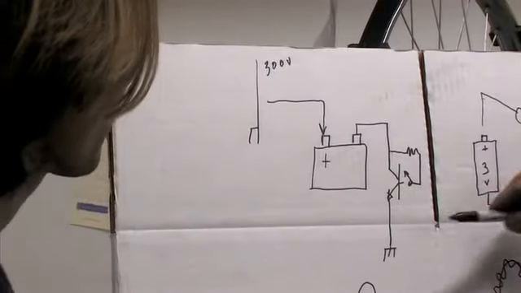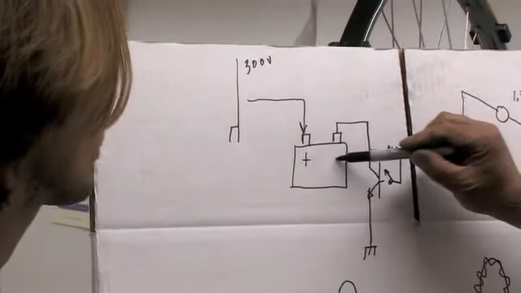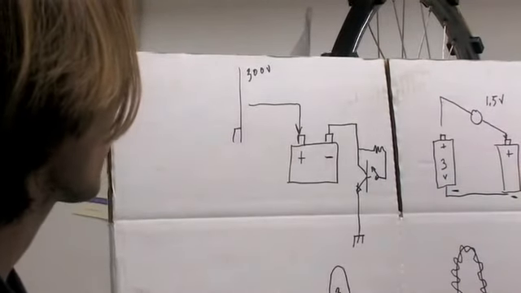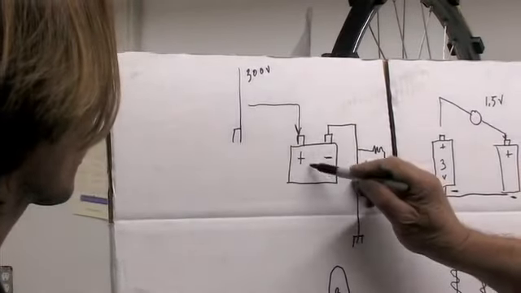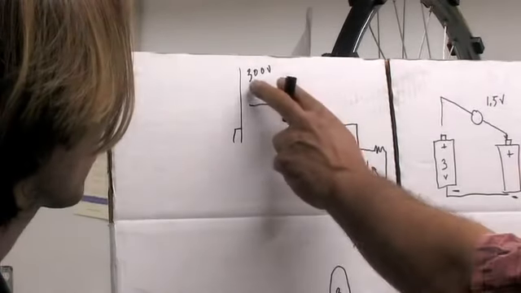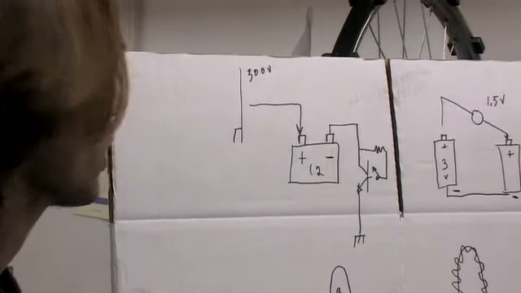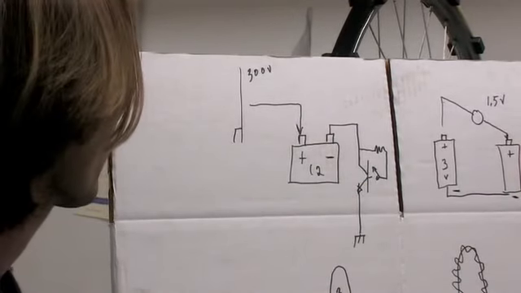When I close that switch, the difference in potential is across this battery. If this is 12 volts, subtract this 300 volts, and that's the difference in potential that's charging the battery. It's across the battery. So we want just potential and no current.